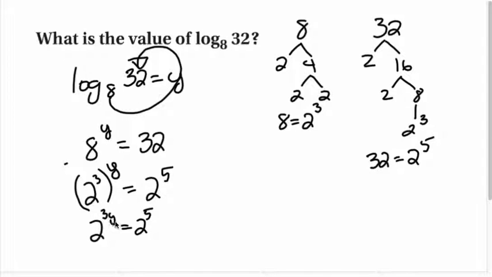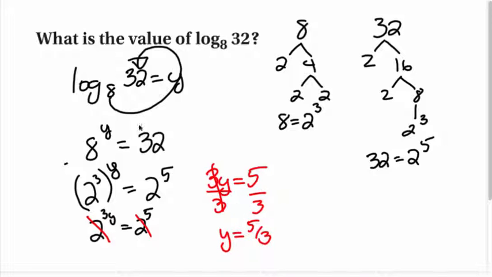Now that I have the same base, I'm going to apply a piece of logic: since the bases are the same, if these two sides of my equal sign are going to turn out equal, then really just my exponents have to be the same. A lot of people will actually tell you that the 2's cancel out. Once you have them into the same base, you can kind of do this. The 2's cancel each other out, and now you have 3y equals 5. So I would divide both sides by 3, and y equals 5/3. So up here with the question, what is the value of log base 8 of 32? I would put 5/3. Okay, that's the value.